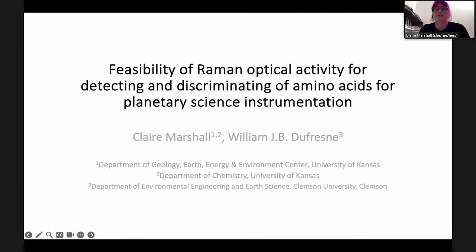I'm talking today about doing a feasibility study for what we call Raman optical activity, and I'll explain what that is in the next few slides. This is not necessarily an instrument building study, but a feasibility study utilizing Raman optical activity to see, firstly, can we detect and then discriminate amino acids, and use this information to feed into instrument design.